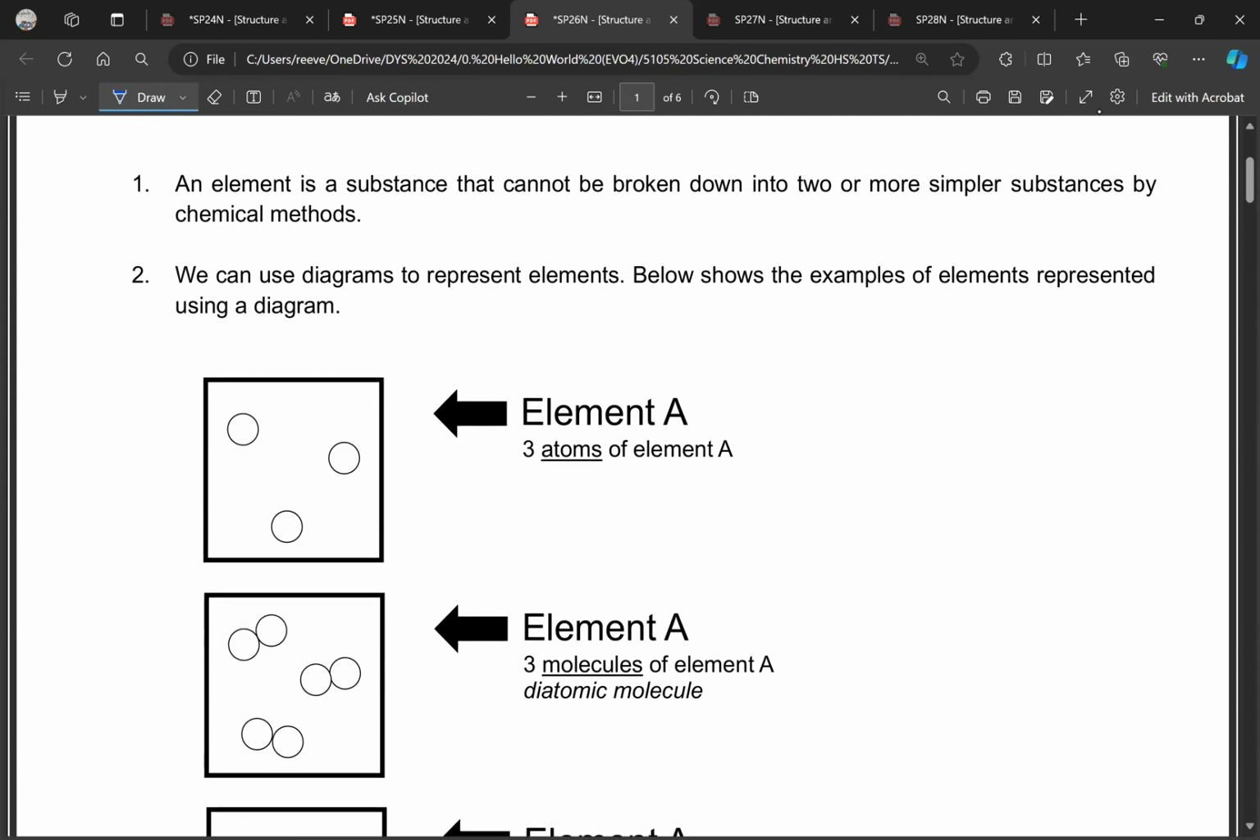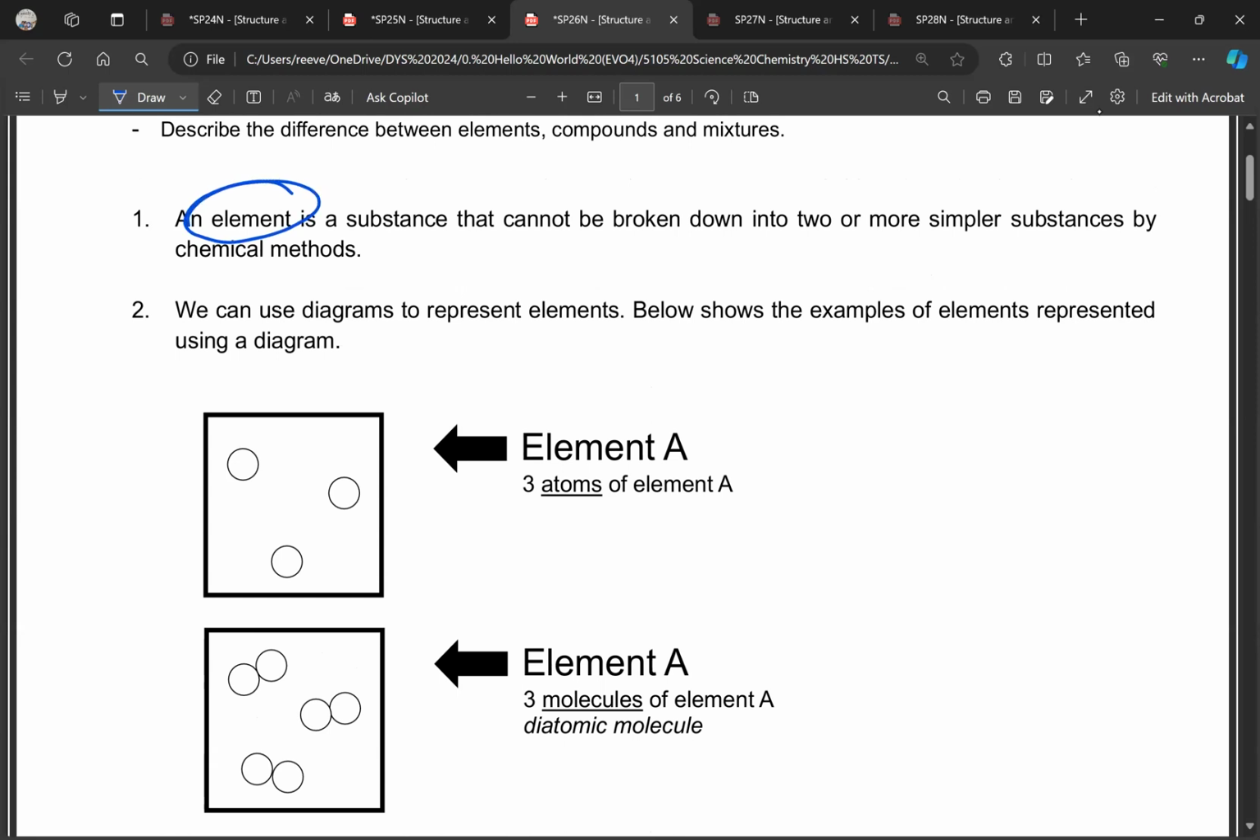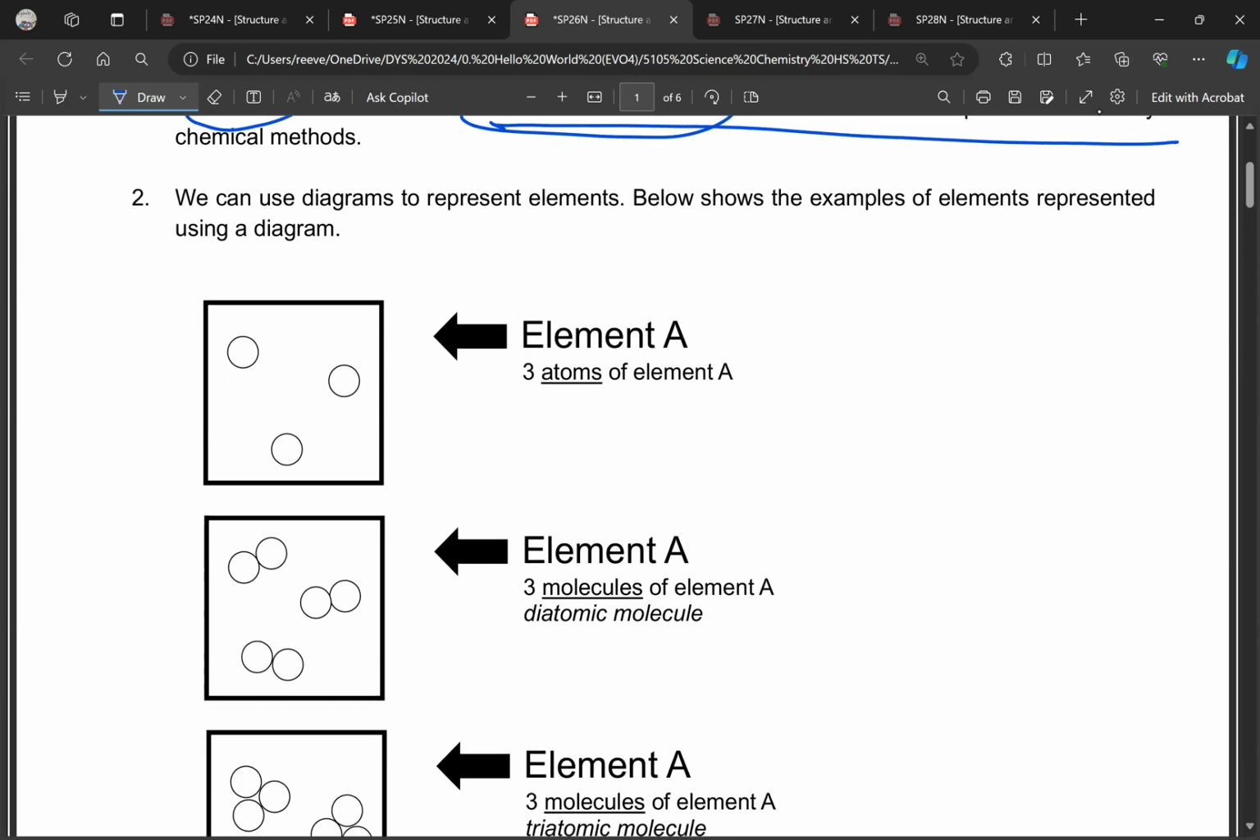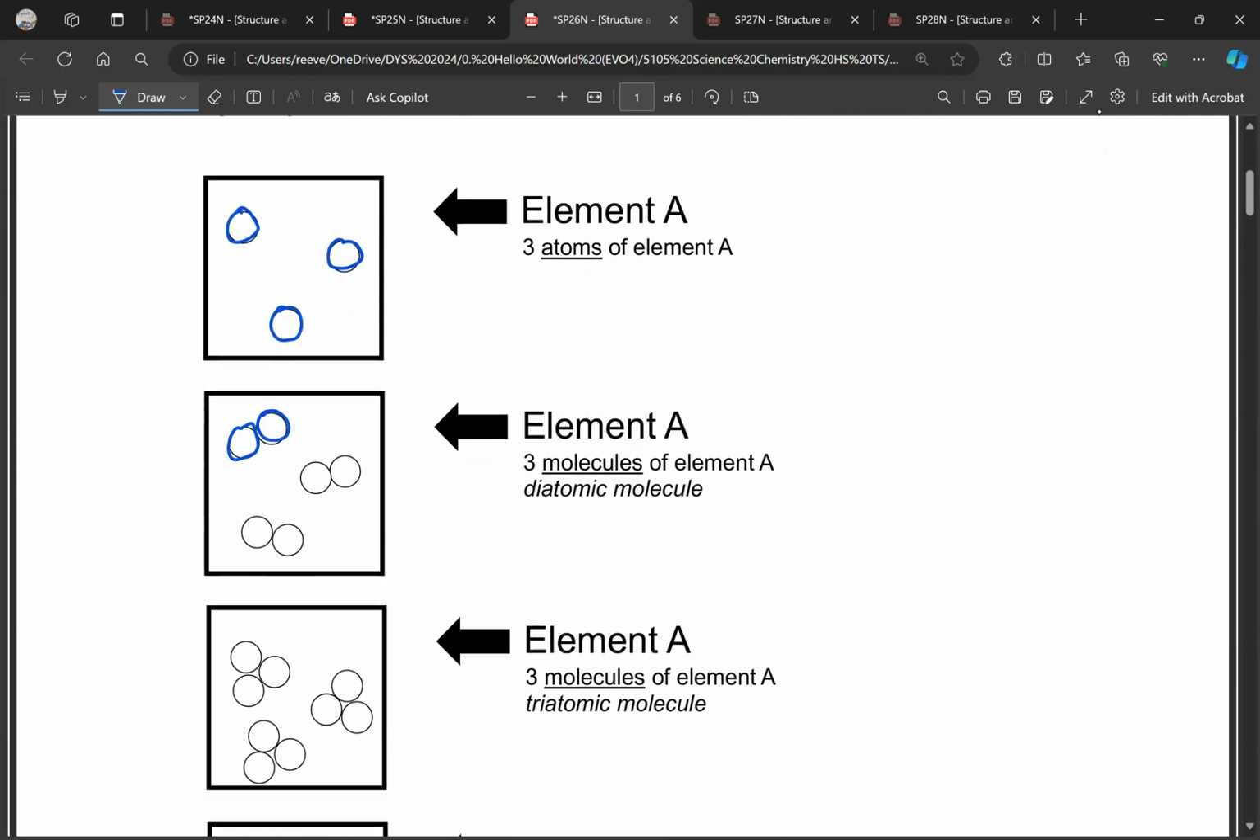First of all, do you know what an element is? This is the element definition. Cannot be broken down, it's the simplest. So let's look at the diagram that represents an element. It means it's the simplest really. Like a white circle means a white circle. You cannot chop the white circle and turn it into a black circle, right? Cannot. It is the simplest. One white circle. This is also an element. Yes, two white circles joined together is called an element.